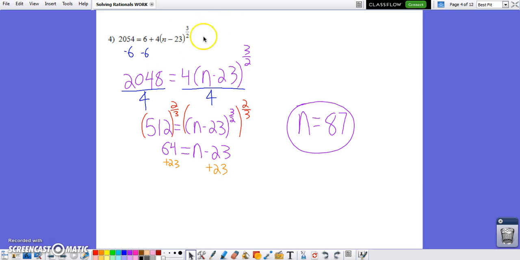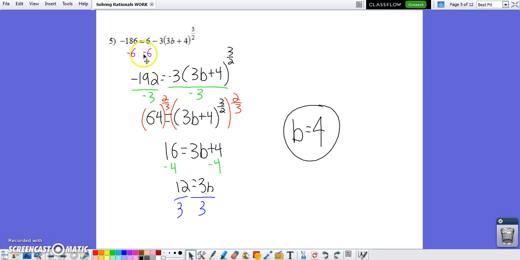Now here, before I can take care of that 3/2 power, I've got a little work to do out in front here first. So what I end up doing is I subtract 6 from both sides, giving me 2048, and then divide both sides by 4. That gives me 512. Now I have the item with the rational exponent isolated. So I take the reciprocal exponent to both sides, 2/3, gets me 64. Then add 23, gets me 87.